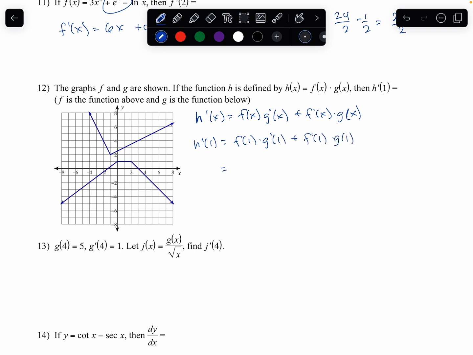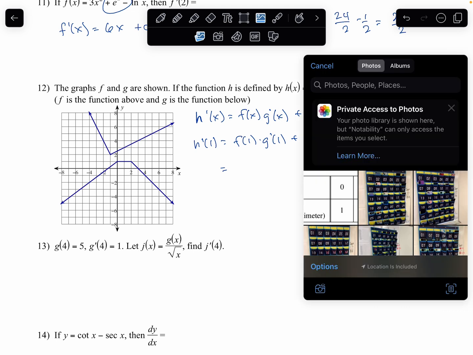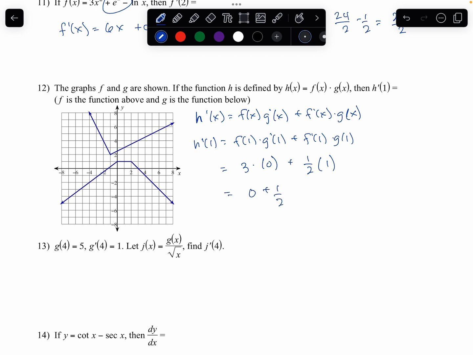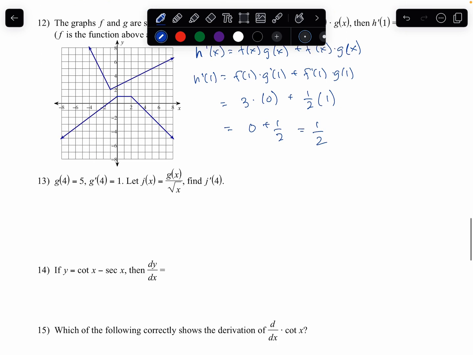F of 1, so this is the function f. At x equals 1, it is 3. So f of 1 is 3 times g prime of 1. Here's the function g. G prime of 1 is going to be 0, since the slope of that line is 0 at 1. Plus f prime of 1, so we want the slope of this line, that is 1/2, times g of 1, and g of 1 is 1. So this is going to be 0 plus 1/2, which is equal to 1/2. There we go.